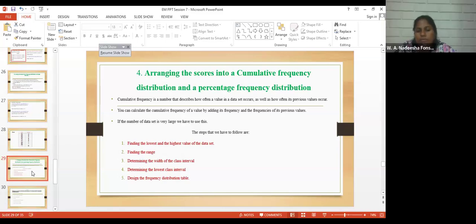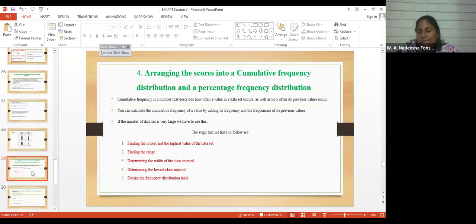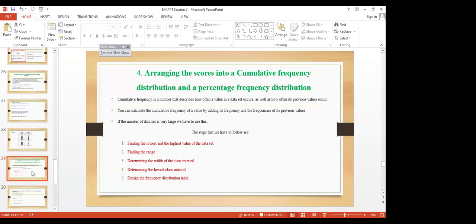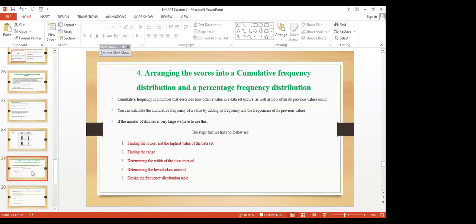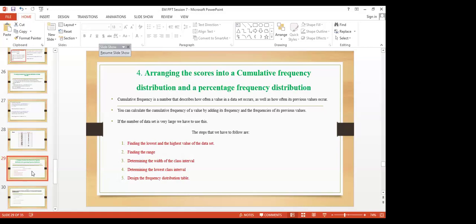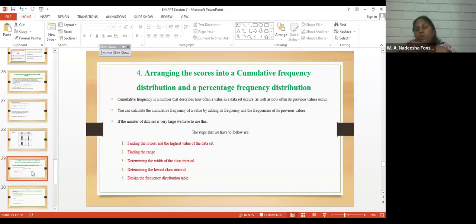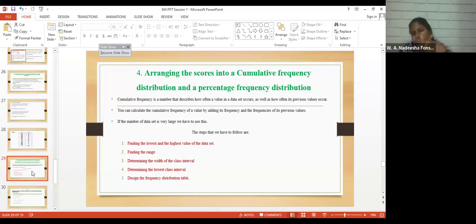Cumulative frequency means the number that describes how often a value in a data set occurs, as well as how often its previous values occur. That indicates how often the total previous values behave. That is cumulative. So we can calculate cumulative frequency by adding the frequency to the before frequency values. If the number of data sets is very large, we have to use this.